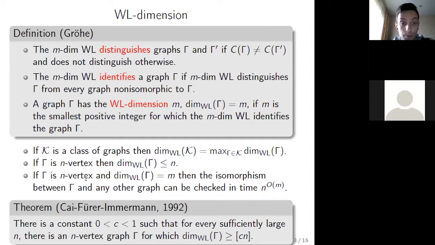They proved that there is a constant c from 0 to 1, such that for every sufficiently large n, there is an n-vertex graph gamma whose Weisfeiler-Leman dimension is at least the integer part of c multiplied by n. So there are graphs with unbounded Weisfeiler-Leman dimension, whose dimension, in fact, is a linear function of the number of vertices.